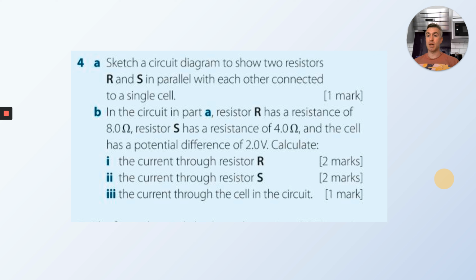Sketch a circuit diagram to show the two resistors R and S in parallel with each other, connected to a single cell. Different version, two resistors, but now in parallel. In part A, resistor R has a resistance of 8 and S has a resistance of 4, and there's a potential difference of 2 volts. Calculate the current through resistor S, the current through resistor R, and the current through the cell in the circuit.